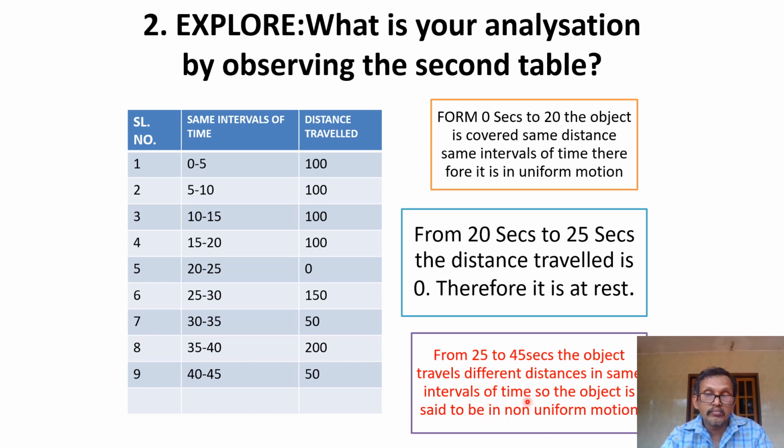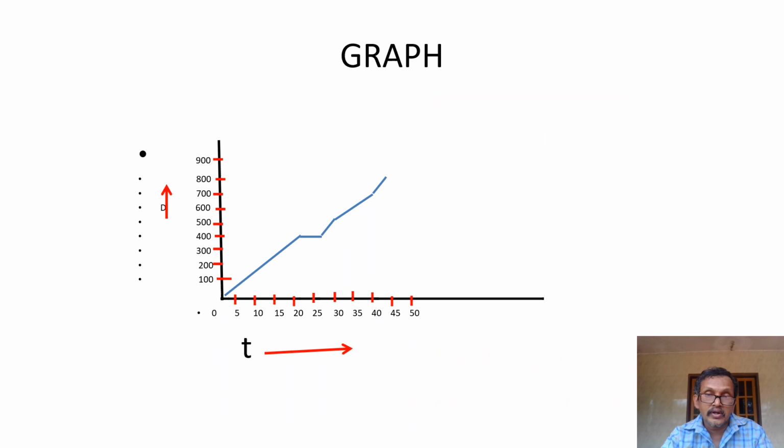This is non-uniform motion. So from 0 to 20, the object is in uniform motion. From 20 to 25, the object is at rest. From 25 to 45, the object is in non-uniform motion. Now I think you are clear about what is uniform motion and what is non-uniform motion.